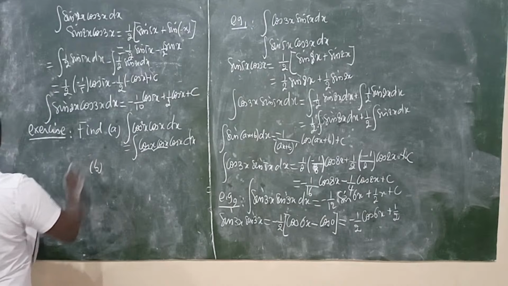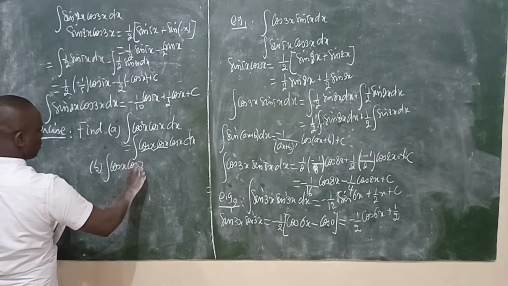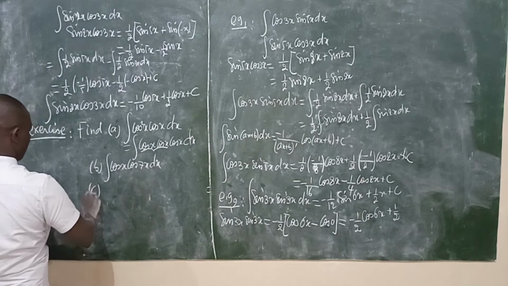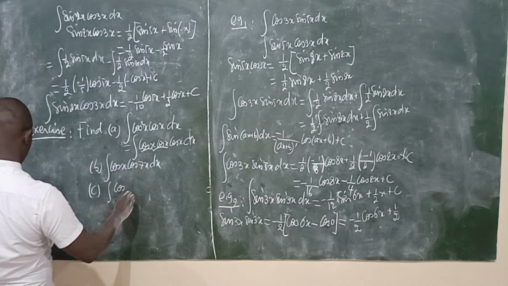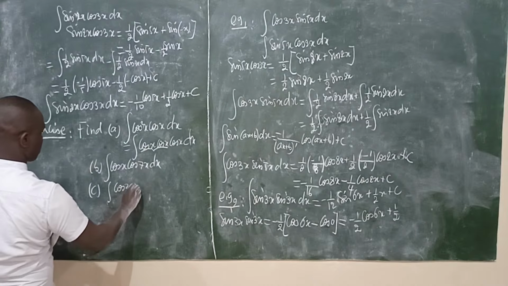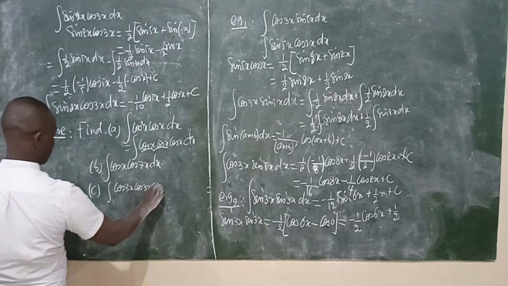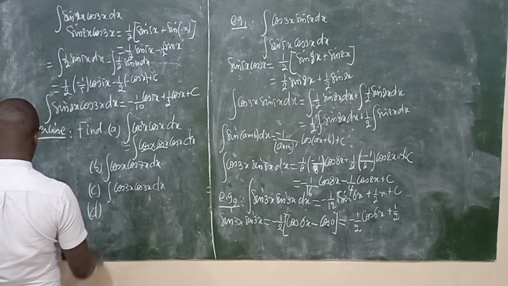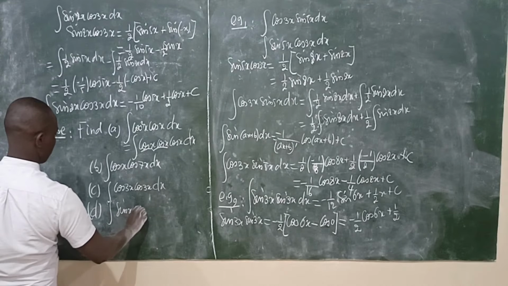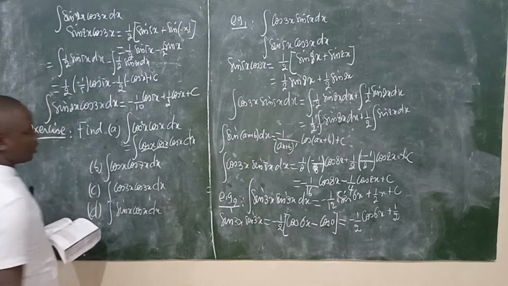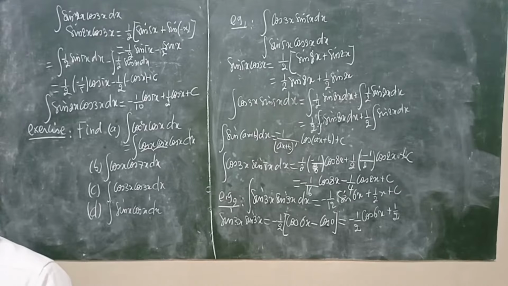B, we have the integral of cosine x cosine 7x dx. C, we have the integral of cosine 3x cosine 3x dx. D is about the integral of sine x cosine x dx. Those are the integrations of those forms.